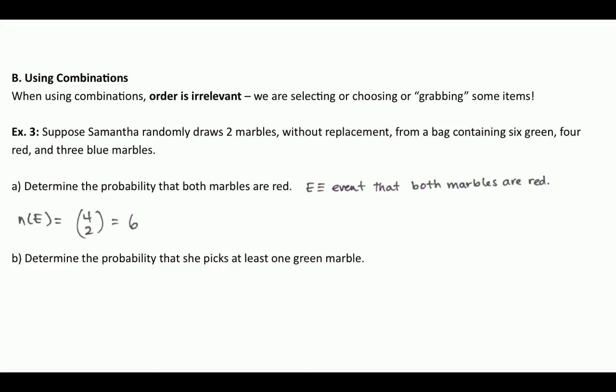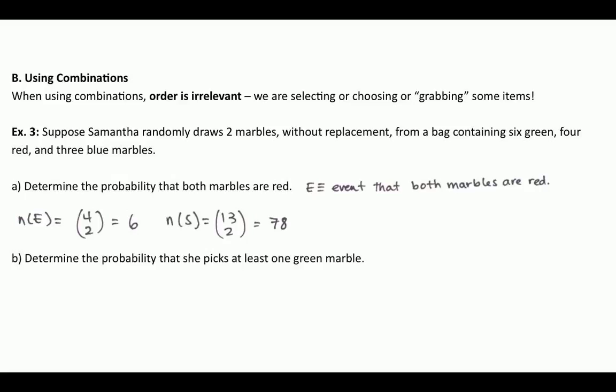So we have 4 red marbles to choose from. The number of ways that we could pull 2 of them is 4 choose 2. So from the pile of red, we're choosing 2 of them. So we're taking 4 choose 2, which gives you 6. But how many marbles do we have all together here? 13. So 6 plus 4 plus 3 is 13 marbles.